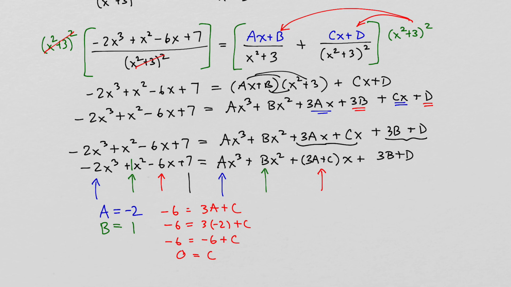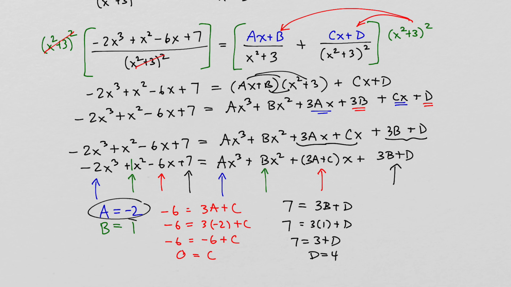And finally, the constant term on the left side is 7. And the constant term on the right side is 3b plus d. But a bit of good news again, b we know is 1, so we can put in b equals 1 here. And that gives us 7 equals 3 times 1 plus d, or 7 equals 3 plus d, and that means d equals 4. And so we have found a, b, c, and d. Now we just take all those values and plug them back in up here for a, b, c, and d, and that will be our partial fraction decomposition.